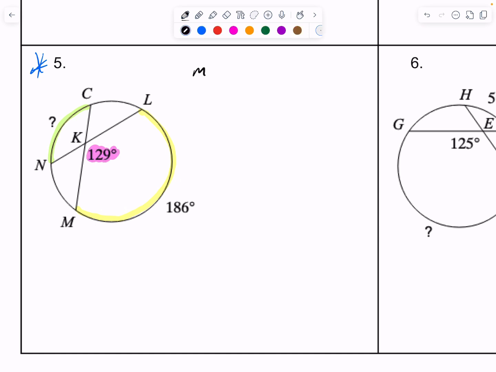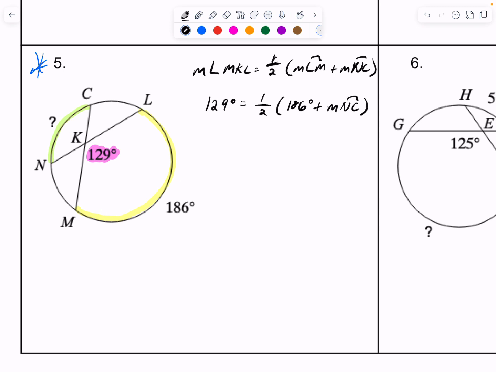The measure of angle MKL is equal to the sum of arc LM plus arc NC, but then we're going to cut it in half. Now this is where you plug in the stuff you know. I know the measure of angle MKL is 129 degrees. I do know the measure of arc LM, which is 186 degrees. But what I do not know, my unknown, is arc NC, which I'm solving for.